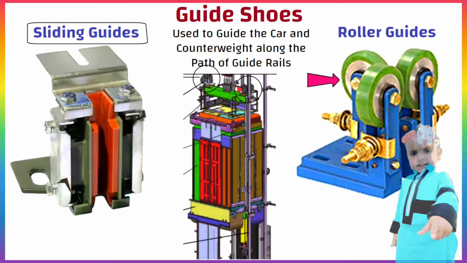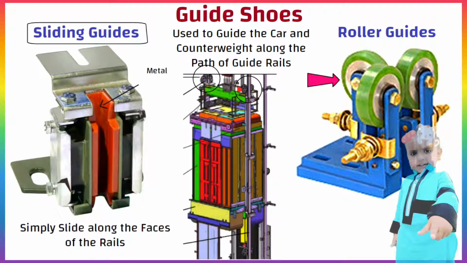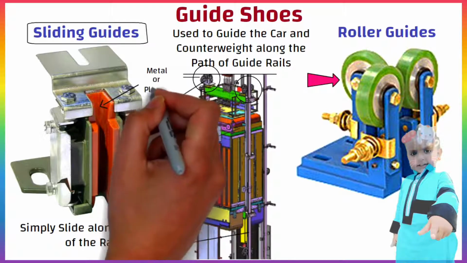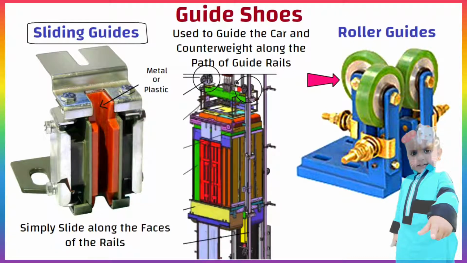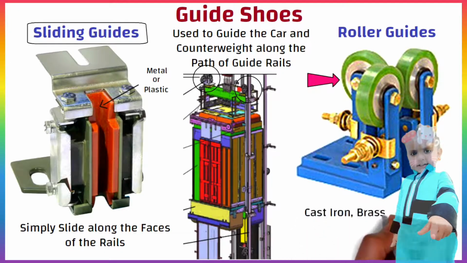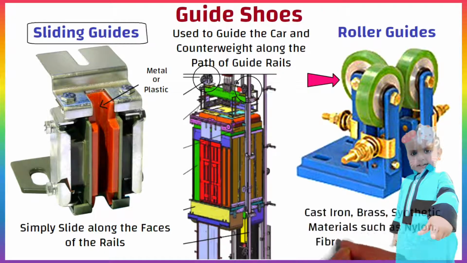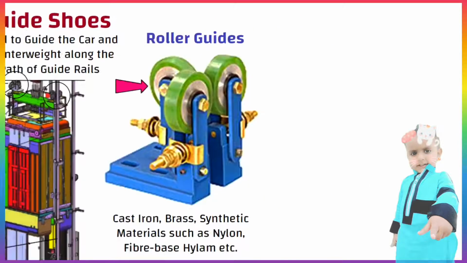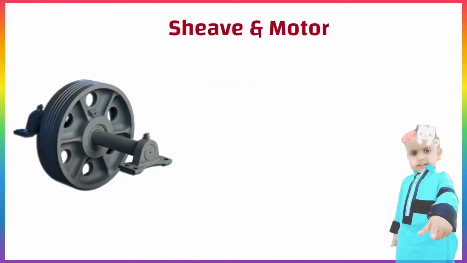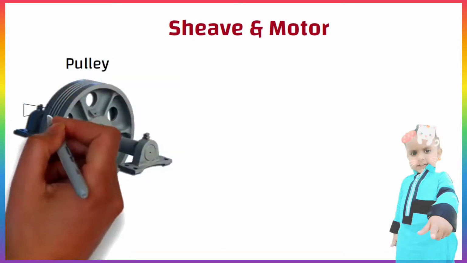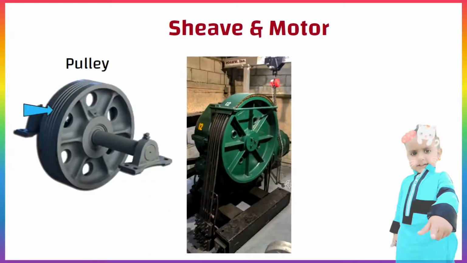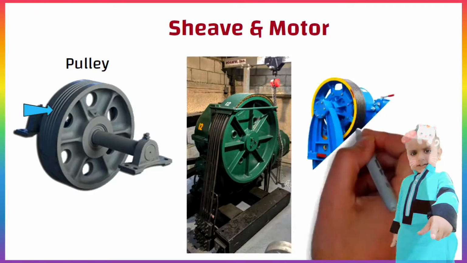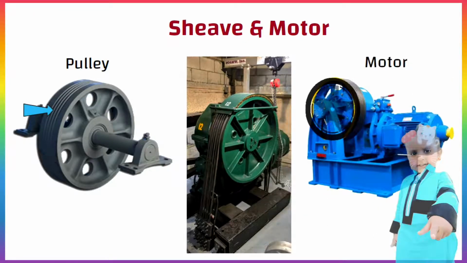Sliding guides. Guide shoes which simply slide along the faces of the rails. The sliding insert or jib may be metal, requiring guide rails to be lubricated, or may be plastic material which is self-lubricating. Guide shoes are made of cast iron, brass, or synthetic materials such as nylon, fiber-based, etc. Sheave and motor. Sheave, also known as pulley. It has grooves in it and lets the rope be lifted, raised and lowered. It is the motor that keeps the sheave moving in the correct direction, taking people where they need to go.